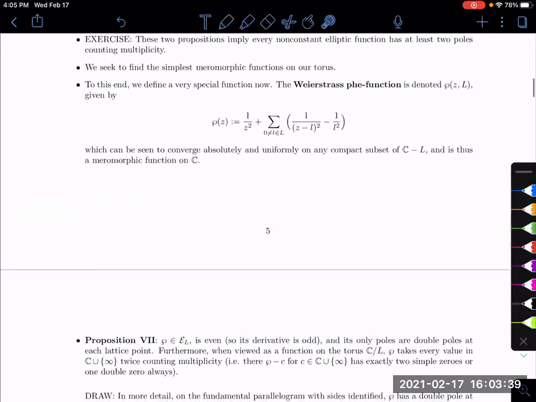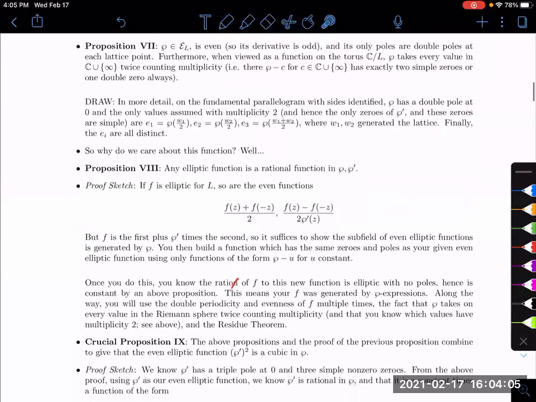So we basically discovered that there's this function called the Weierstrass-Phi function. It is a meromorphic function on a complex torus, and it only has one double pole at the origin. And so based on the theory we had discussed previously, that makes it sort of the simplest meromorphic function, if by simplest you mean has the fewest number of poles on the torus.